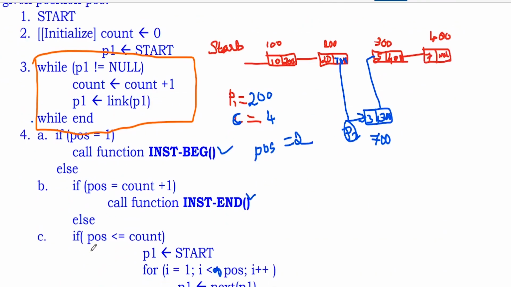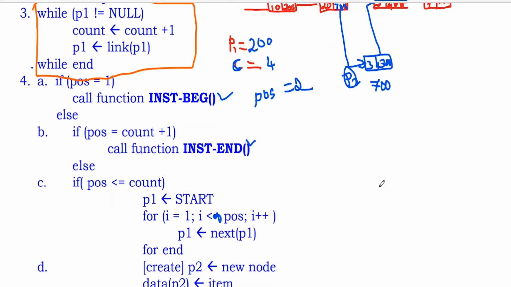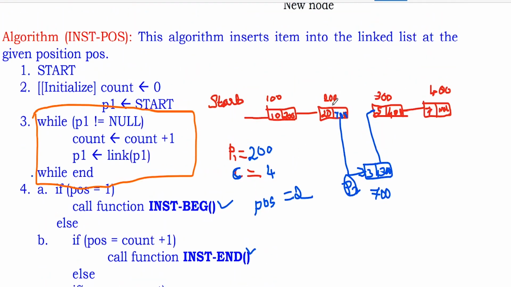So how many nodes are there in the linked list, and then depending on the position. If position is 1, call the algorithm insertion at the beginning. If position is last plus 1, it means inserting at the end. That already we have learned. If it is somewhere in between, then till that position you move the pointer, and when you reach that node, there you create a new node.